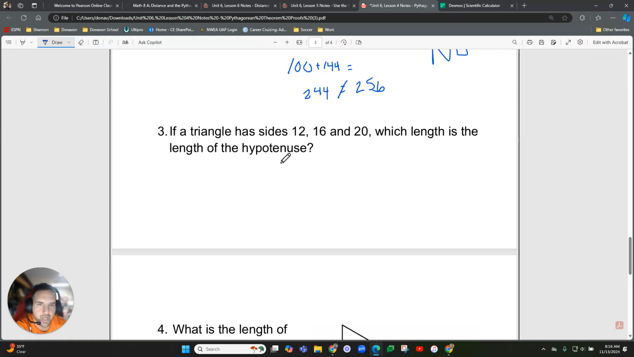All right, let's go ahead and try the next one. 12, 16, and 20. Which is the length of the hypotenuse? This one's not asking us whether it makes a right triangle. It's just saying which one is the length of the hypotenuse. So the longest side always has to be the hypotenuse, so it'd have to be 20. So that's your answer, 20.